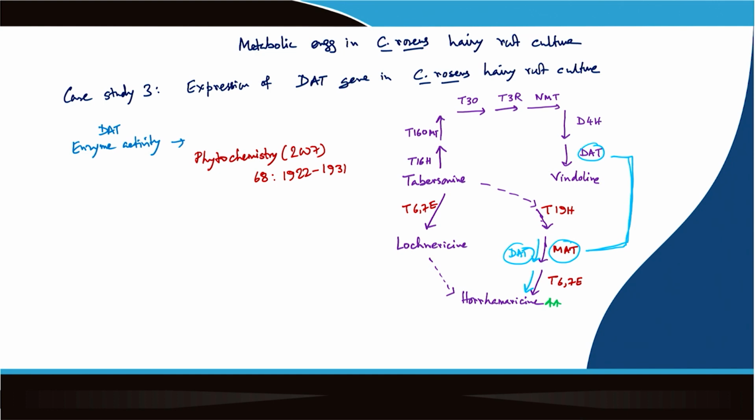So, next we go to case study 4, where the overexpression of G10H and ORCA3 leads to improved catharanthine production. I already told you the outcome.